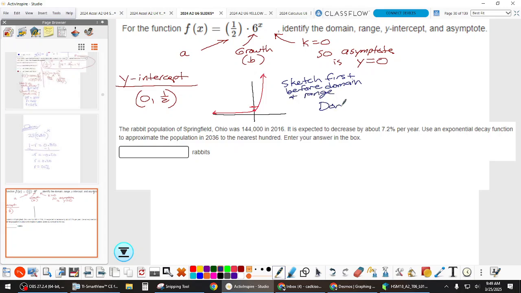So now we know that all x values are going to be used. There's no restrictions on that. Range does have a restriction. Where does it start? Remember, range is y value, so bottom up. It starts at 0. We're not going to ever hit 0, but it does start there. So that's why we use a parenthesis. And then it goes to infinity from there.